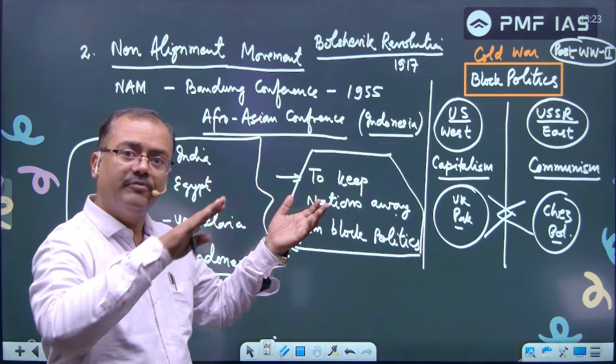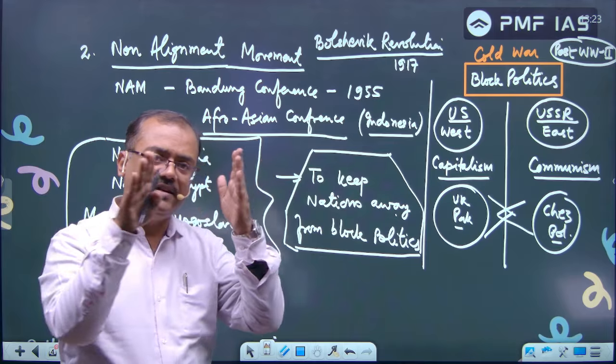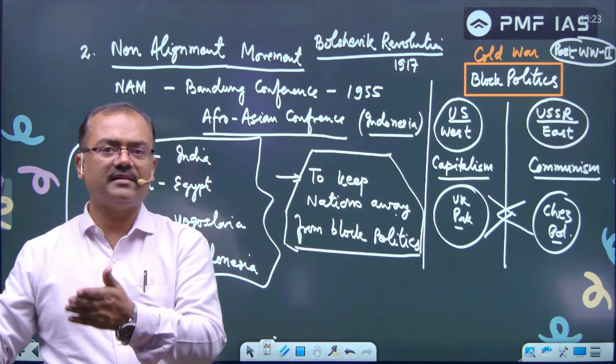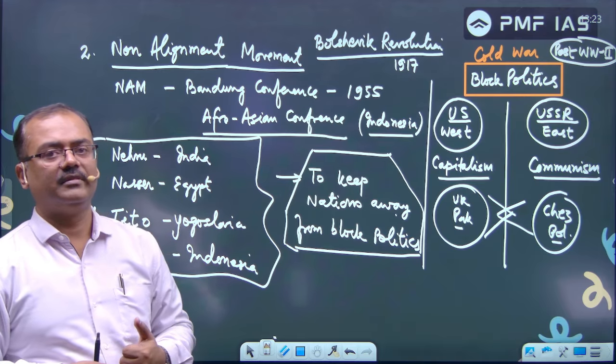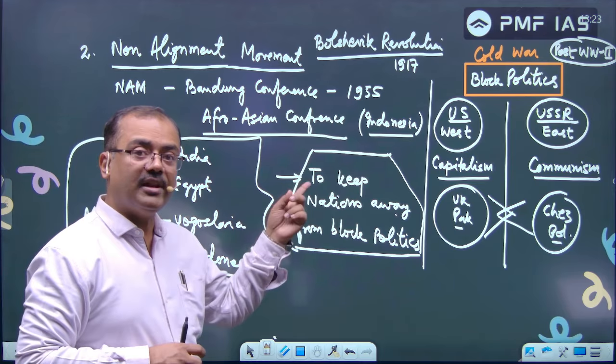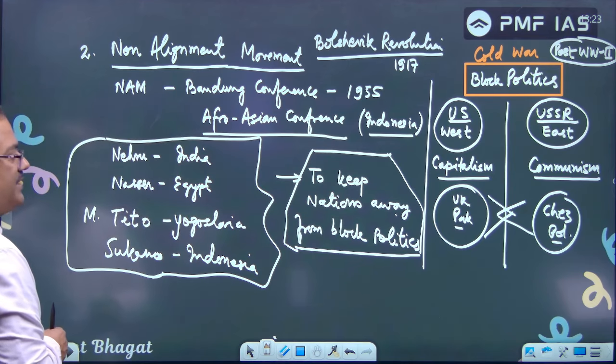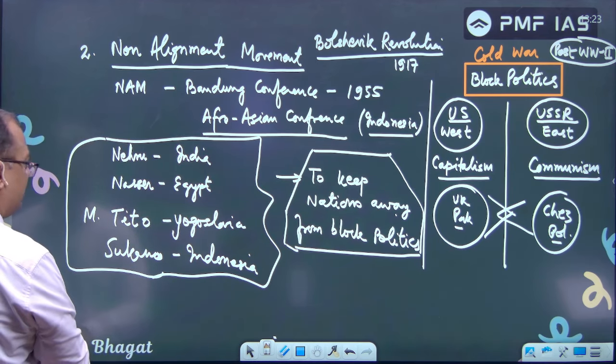So from non-alignment we have entered into multi-alignment, multilateral alignment. But there was non-alignment in Nehru's period. Non-alignment means to keep nations away from bloc politics.